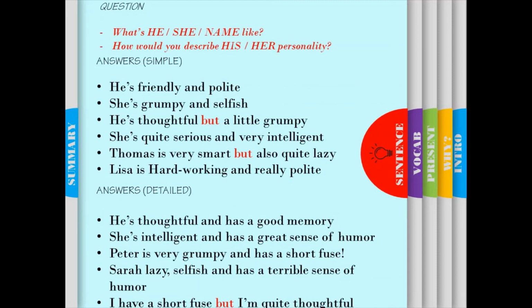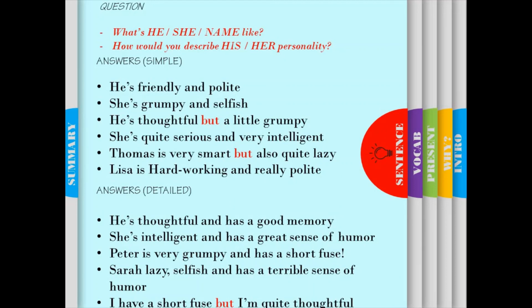You can see here in the other examples, we said she has a short fuse or has a good memory. For this example, we say I have for myself. I have a short fuse, but I'm quite thoughtful. Of course, a short fuse is a bad thing, and being thoughtful is a good thing. That's why we say but. Just before we move on, you may notice here we use the contraction he's, she's. We do not say he is or she is. No, we will use the contraction he's, she's.